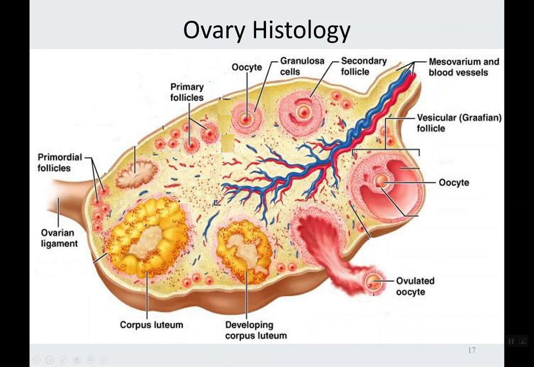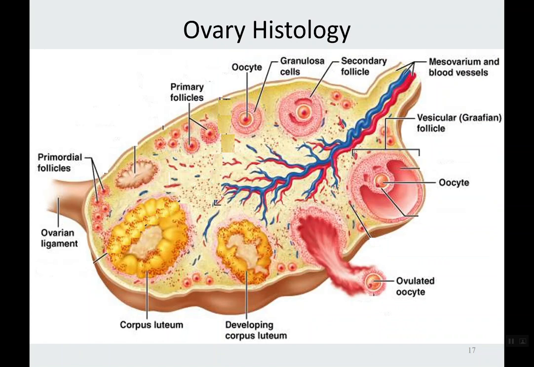Also different is the follicular development. So sperm develop in a tube, and ova mature in the ovary, specifically in the stroma of the ovary, which is this dense cell-rich tissue in here.